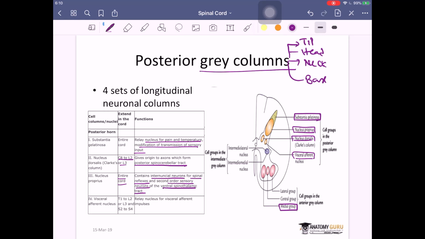Then you got the last one. So that is your visceral efferent. The name itself says it has something to do with the viscera. Viscera and efferent, that is the sensory information. So this one should be present only where the viscera information is coming. It is your thoracolumbar and sacral outflow. So you see T1 to L2 or L3 is your thoracolumbar outflow. S2 to S4 is your sacral part of your craniosacral outflow. So this one is your autonomic outflow, or we can call parasympathetic outflow, and this one is a sympathetic outflow.